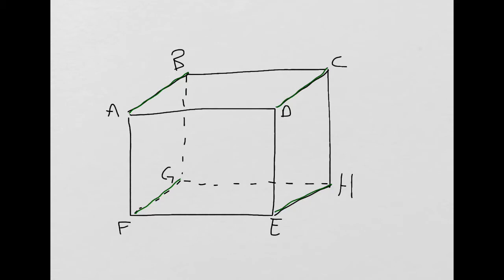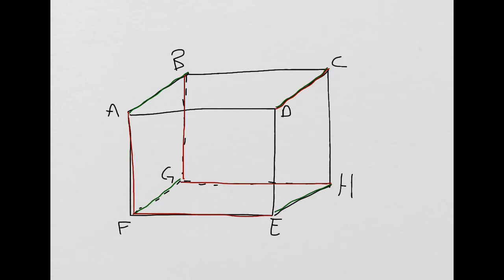Now, let's try to find the segments that are skew to segment CD. Go ahead and pause the video and find the four segments that are skew to segment CD. Now that you've had a chance to work on that on your own, we'll go over it together. Skew means they're non-coplanar, but they're not parallel. So segments that are going to be skew to CD would be BG and AF and EF and HG. None of them are coplanar with CD and none of them are parallel to CD, so they're skew.